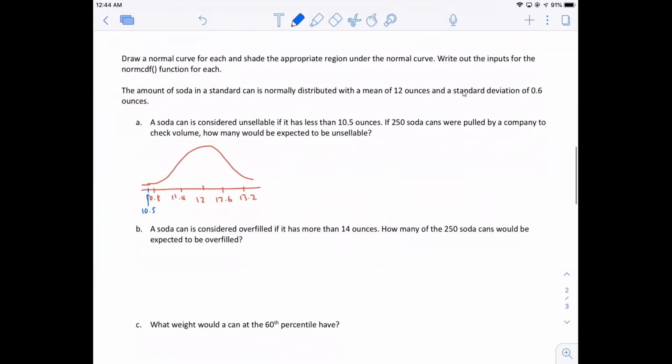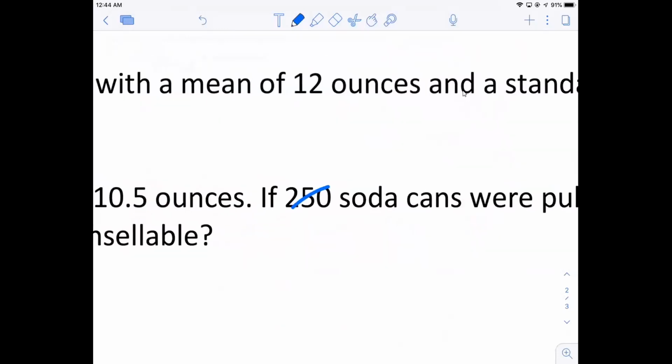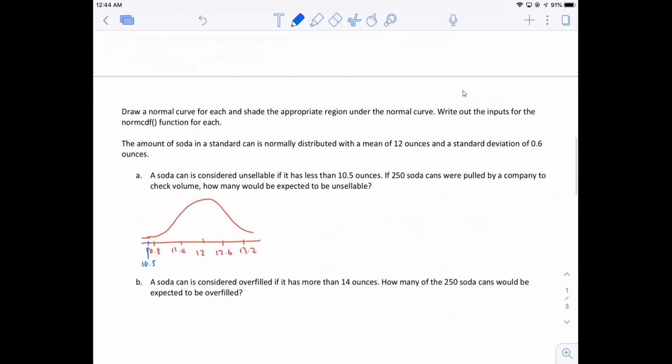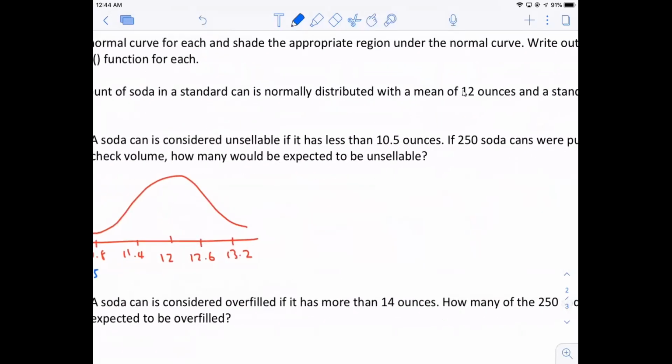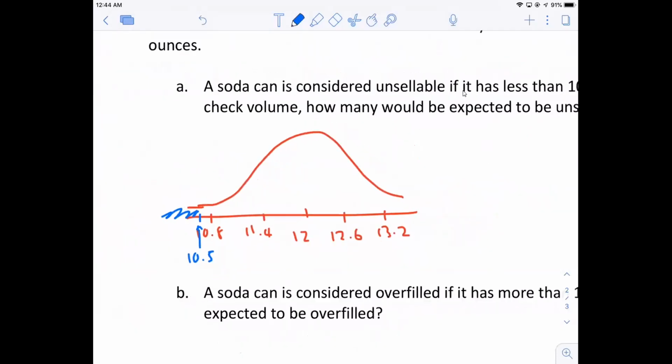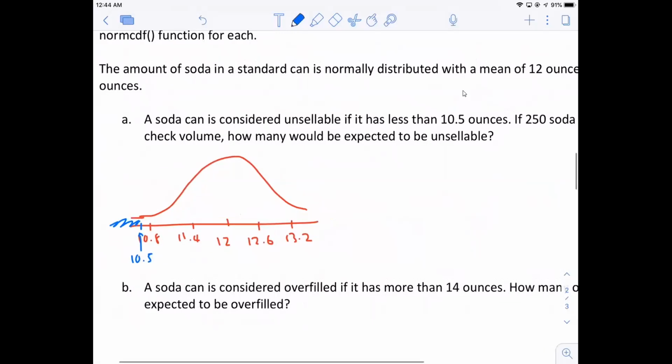So if 250, I think I'm going to change this to 2,500. I think I've got to change it to a bigger number. But if that many soda cans were pulled by a company to check the volume, how many would be expected to be unsellable? So let's get the percentage that are going to be less than 10.5 ounces.